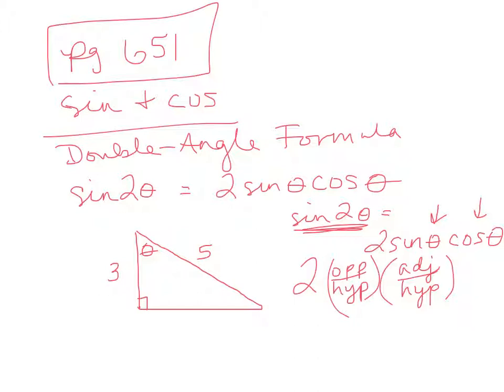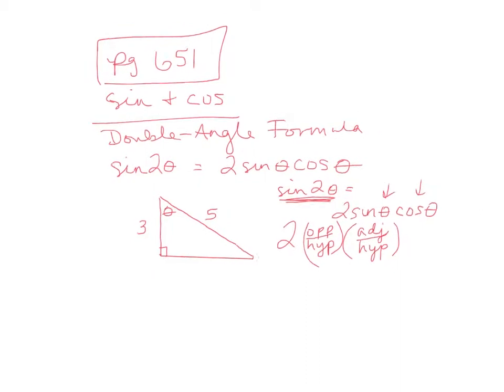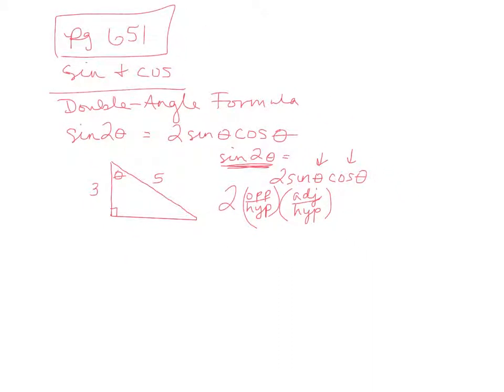Okay, so I have the adjacent side and I have the hypotenuse. I need the opposite. So you're going to use your Pythagorean theorem. So I have, for instance, maybe a squared. I'm looking for b squared. Remember, the hypotenuse is always over there with the c squared.